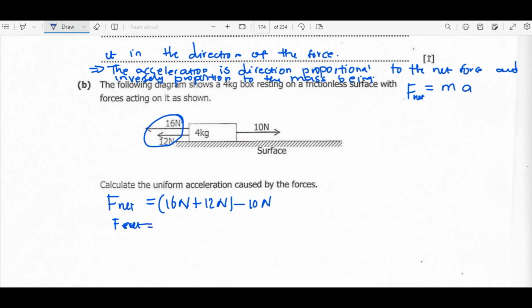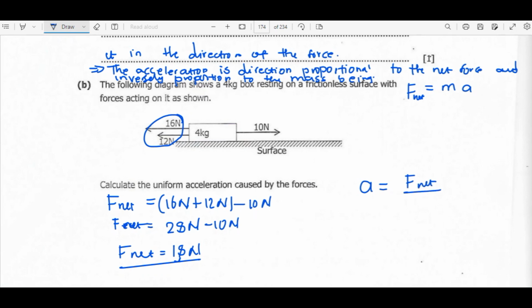So 16 plus 12 is 28. Then 28 minus 10 will give us 18. So this is our net force. Now, after we are done finding the net force, we can now go to the question. So the question is calculate the uniform acceleration caused by the forces. So we'll say now acceleration is equal to net force divided by mass.